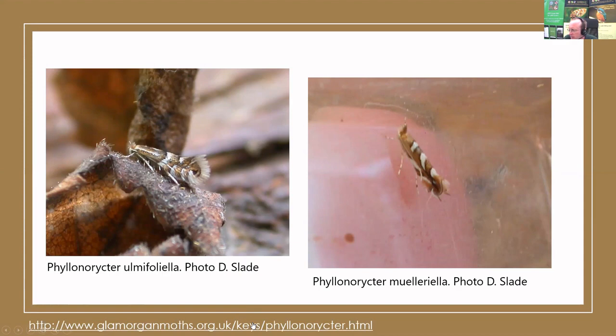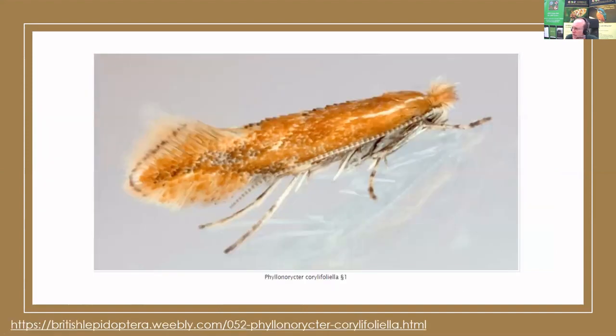I've created an interactive key on the Glamorgan Moth Group website, which you can use with some of these characters to help you determine which of the adult Phyllorychtidae you have in front of you, but I won't do that just yet. So yeah, this is another image from Chris Lewis's website, which gives an idea of the sort of shape. It's quite similar to the little micro that I teased at the beginning. So yeah, we'll come back to that in a bit.